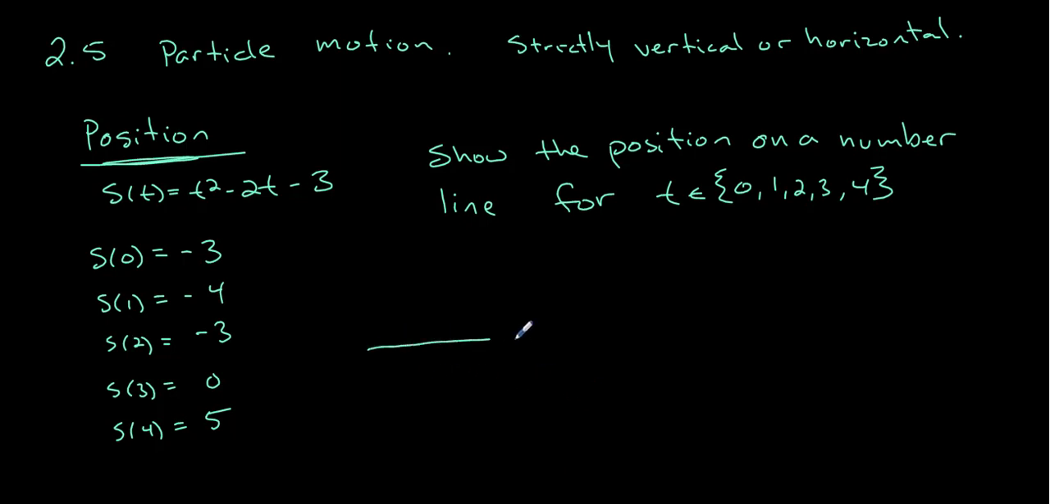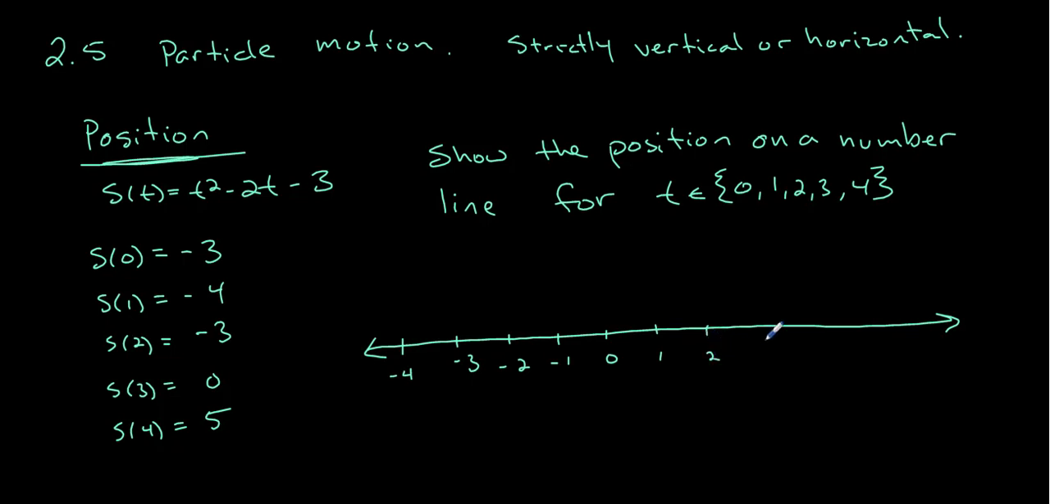Let's get the number line going. So let's see here. I need to go from negative 4 to 5. So I'm going to put negative 4 here. Let's go negative 3. Try and get these equally spaced. Not too bad. All right, for t equals 0, this object is at negative 3. This object's right here, right?